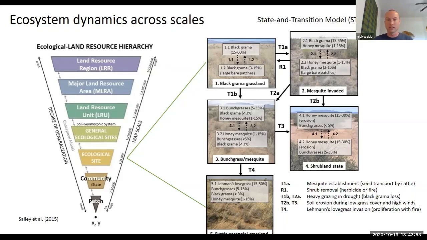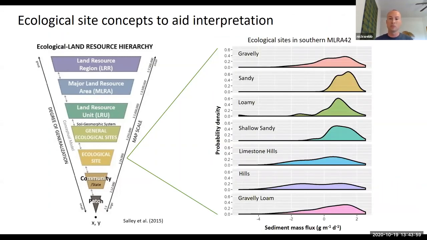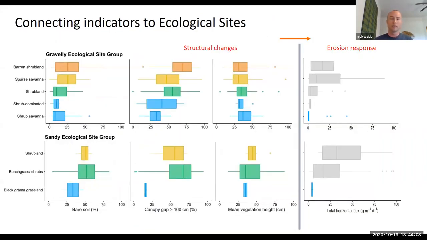So using the models, we can start to look at what are potential distributions of sediment transport or erosion rates for different ecological sites in a landscape. And by developing quantitative keys to key our monitoring plots to ecological sites and states, we can start to assess how changes in different attributes of the ecosystems might respond to ecosystem state changes. So we can look at various indicators that are driving erosion, for example, like the amount of bare soil at a plot and the structure of the vegetation, and we can assess what potential erosion responses might be.